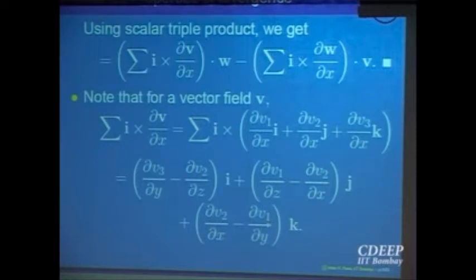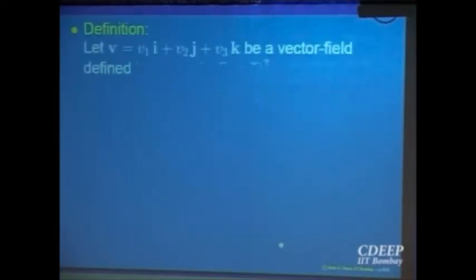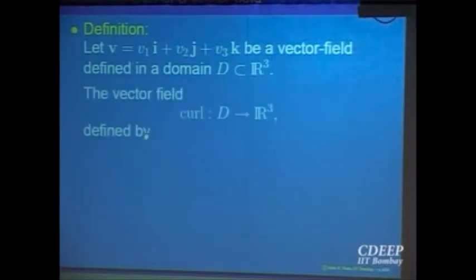This vector plays an important role in many physical applications. So we'll give it a name so that we don't have to write this thing again and again. Let us make it a definition. For a vector field v with components v1, v2 and v3, we define a new vector field called the curl of this vector field. So given a vector field, we are getting another vector field called the curl of the vector field. This is a vector field on the same domain and is defined as follows.